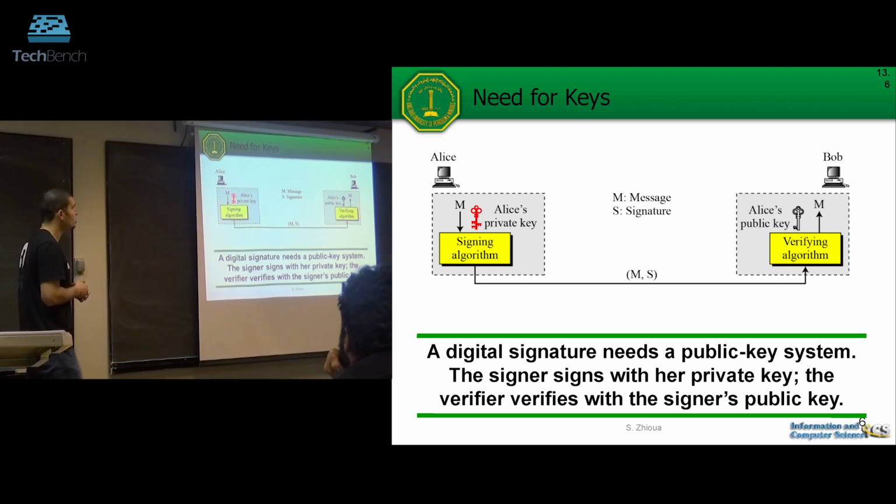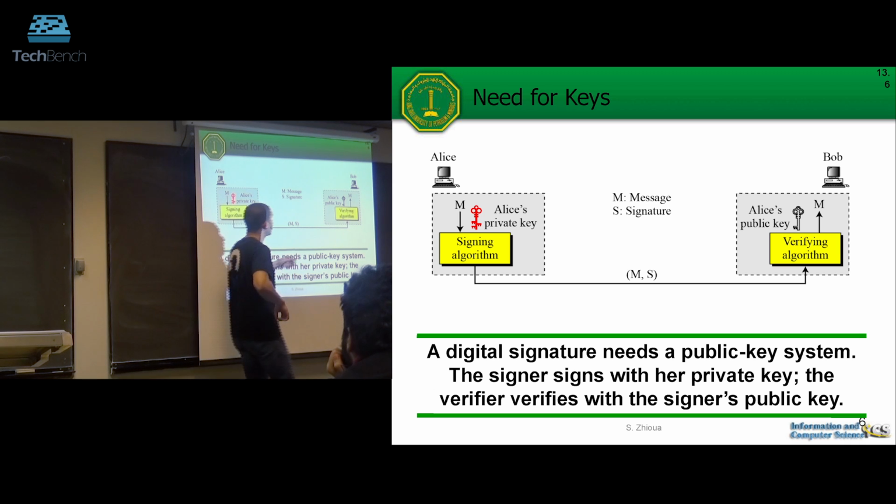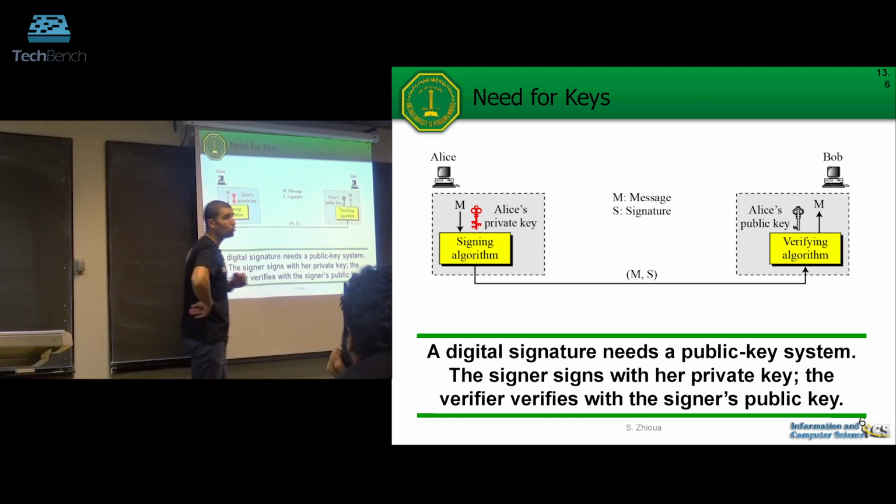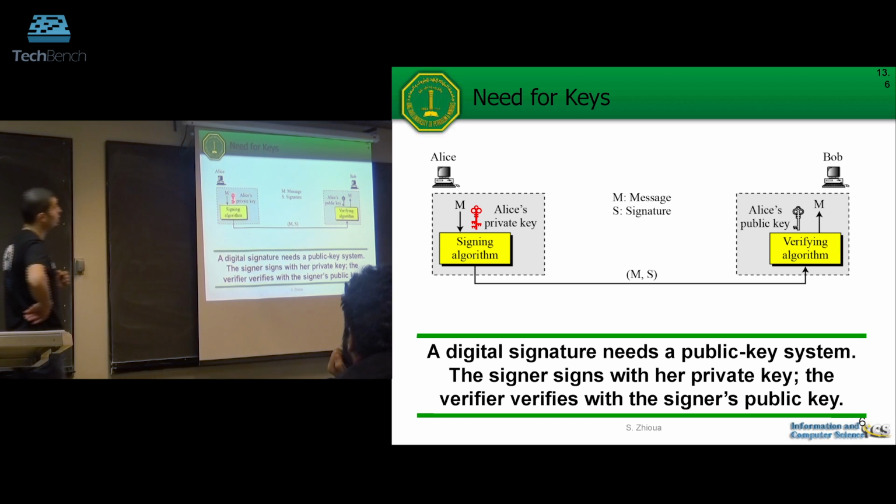Okay. So a digital signature needs a public key system. The signer signs with the private key. The verifier verifies with, of course, at the verification side, the receiver will use the sender's public key to check that the signature is valid.